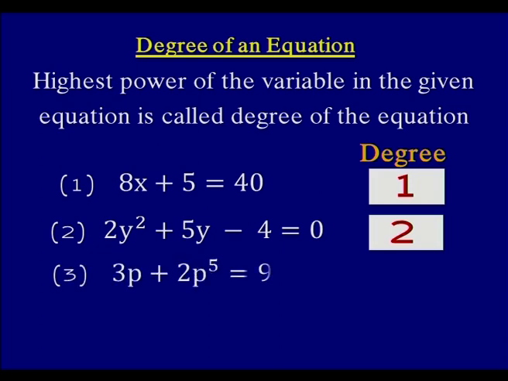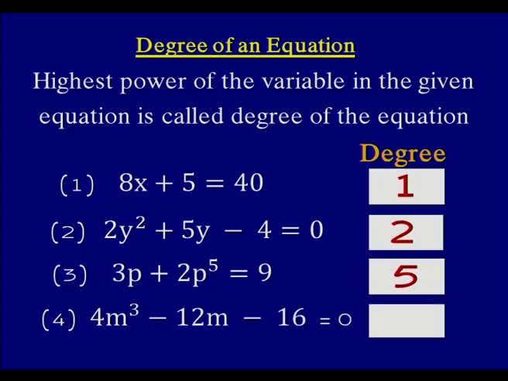Third one, 3p plus 2p power 5 is equal to 9. It is an equation with variable p. The highest power of the variable p is 5. So, it is a fifth degree equation. Fourth one, 4m cube minus 12m minus 16 is equal to 0. Tell me what is the variable here? m is the variable. The exponent of the variable m is 3, the highest power is 3. Therefore, it is a third degree equation. Like this, we will find the degree of the equation.